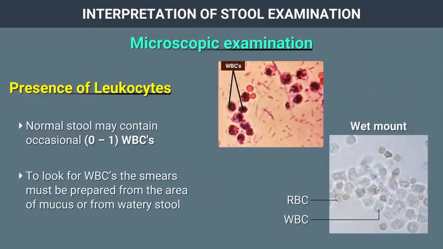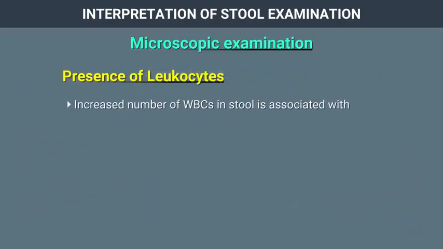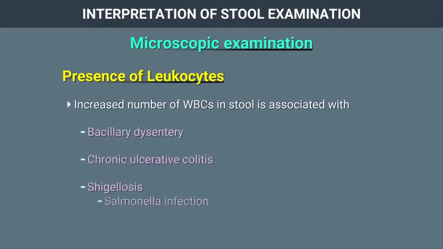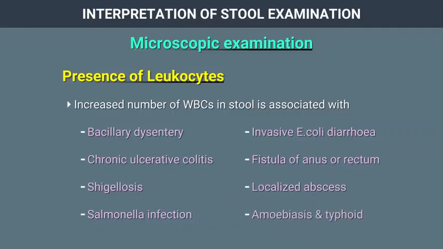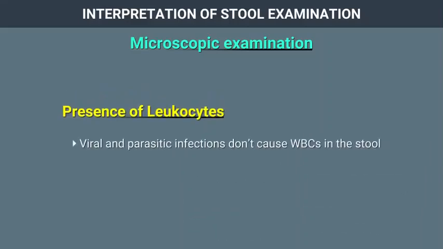To look for white blood cells, the smear must be prepared from the area of mucus or from the watery stool. Increased number of white blood cells in stool is associated with bacillary dysentery, chronic ulcerative colitis, shigellosis, salmonella infection, E. coli diarrhea, fistula of anus or rectum, localized abscess and sometimes with amoebiasis and typhoid. Viral and parasitic infections don't cause white blood cells in the stool.